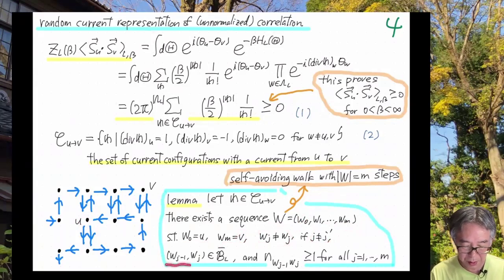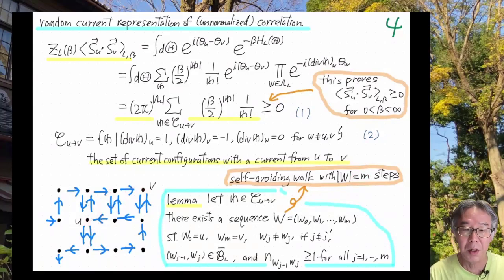And also it is satisfied that whenever the indices are neighboring, this pair belongs to this set of ordered bonds. And moreover, this is very important, for any two neighboring sites, this current must be at least one. There must be some current. So I'm saying that I'm using this current to form a self-avoiding random walk with m steps, which starts from u and ends at v.